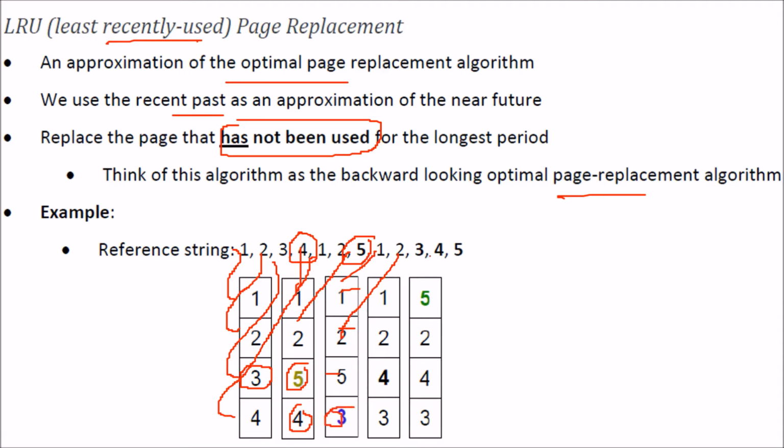Now again this 3 has taken place, now 4 will come. Again we see 1, 2, 3 were referenced just now, 5 was referenced earlier, so we'll replace 5 with 4. Now again 5 has come, because 1 was referenced earlier, it was not recently used, so we'll replace 1 with 5. This is how it is done.